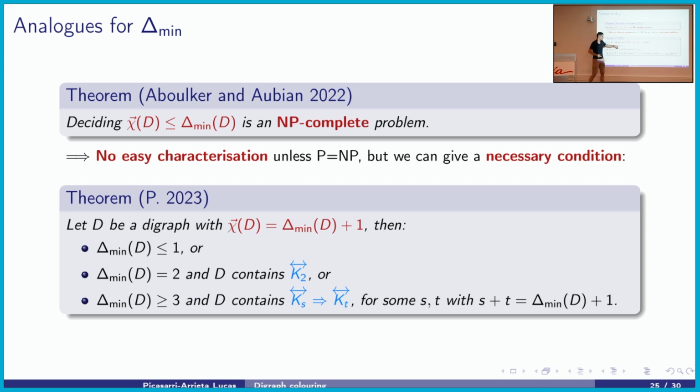First, delta min is at most 1, and we cannot say anything. For instance, D might be a cycle with some chords. Or delta min is 2, and in this case, D must contain a digon. Or delta min is at least 3, and in this case, D must contain a bidirected complete graph on S vertices, a bidirected complete graph on T vertices, and every arc from K_S to K_T, where S and T sum to delta min plus 1. So we do not have a bidirected complete graph on delta min plus 1 vertices, but almost. We are allowed to have a cut for which the arcs are only going in one direction.